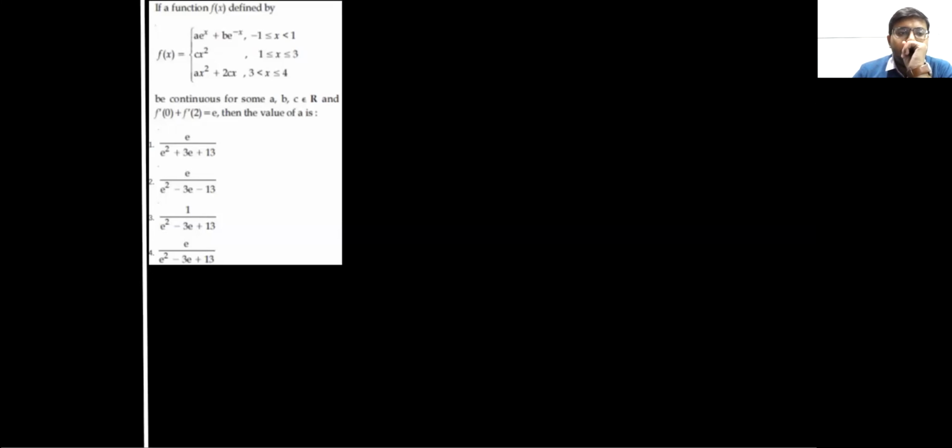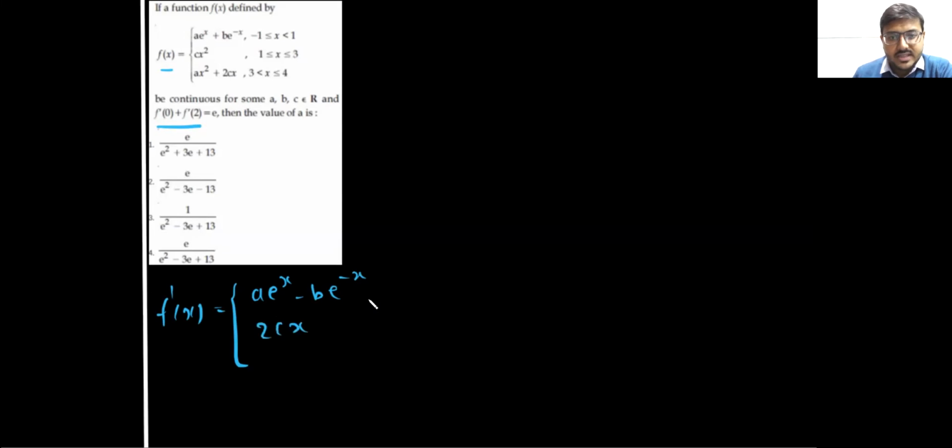Now this belongs to limit and continuity. We are given that this function is continuous for some A, B, C belonging to R, and f dash of 0 plus f dash of 2 is equal to E. Then the value of A needs to be found. So let me first check the derivative of this function. The derivative will be A raised to x minus B raised to minus x, twice Cx. This is from minus 1 to 1. This is from 1 to 3. Right, everyone? And here twice Ax plus twice C. This is for 3 to 4.